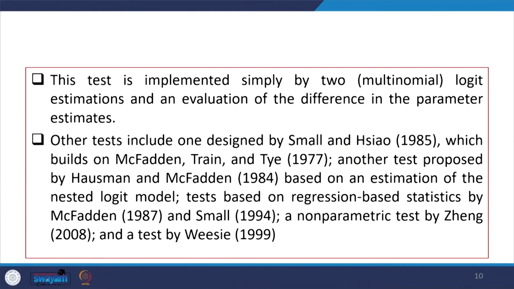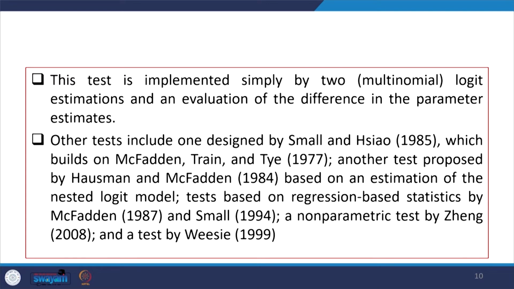Other tests include one designed by Small and Hsiao in a 1985 paper, which builds on the McFadden, Train and Tye paper. Another test proposed by Hausman and McFadden in 1994 is based on the estimation of the nested logit model, basically nested with the alternatives included or not.